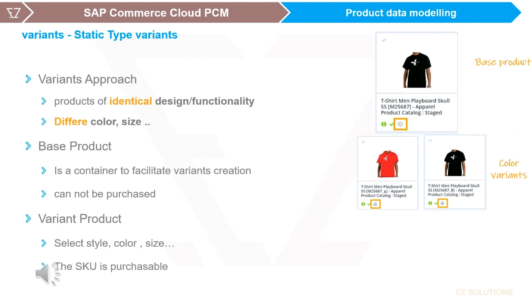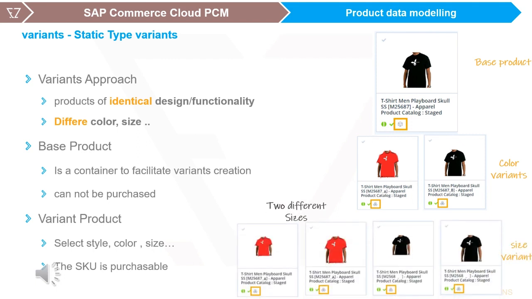For example, you can see that the base product here is the men's short sleeve shirt. It is viewable but not purchasable on the storefront. I can select the intermediate style variant, black, but it is still not purchasable. Only finally when I select the size, for example small, can I then purchase this item, namely a small black shirt.